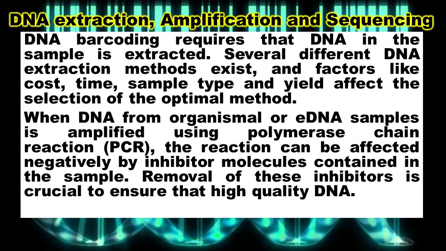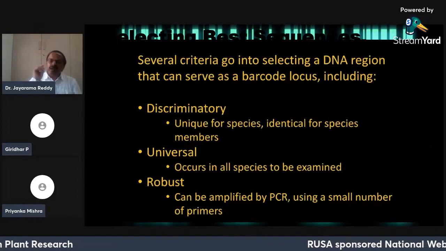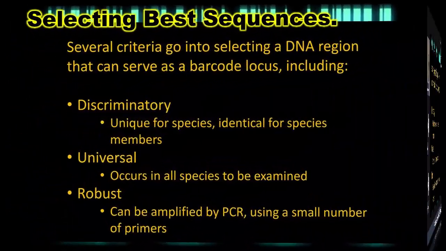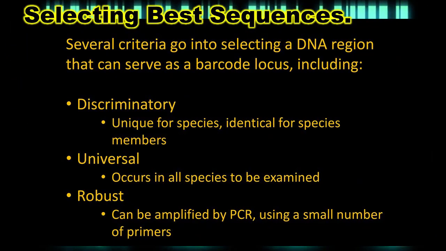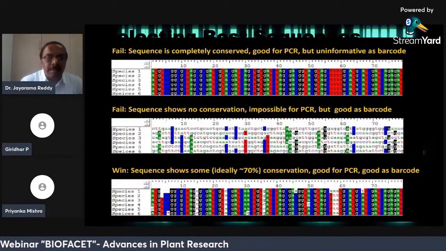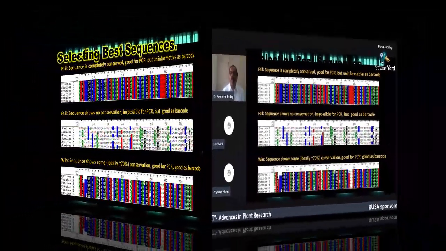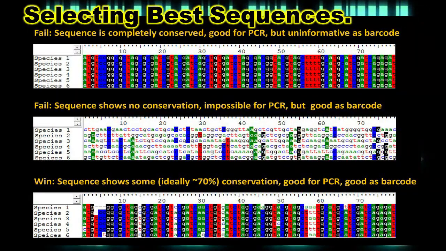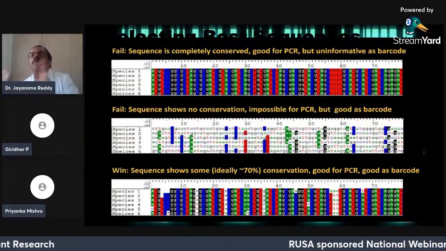There are several criteria involved in the selection of the DNA region that can be used as a barcode. I have 3 examples here of the sequences you might select, which are good for you or bad for you. The first one is a sequence which is completely conserved. The second one has no conservation. The third one is partly conserved. What is ideal is a sequence which shows some conservation, which is good for PCR and good for barcoding.